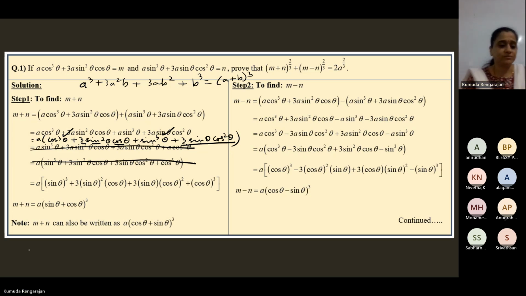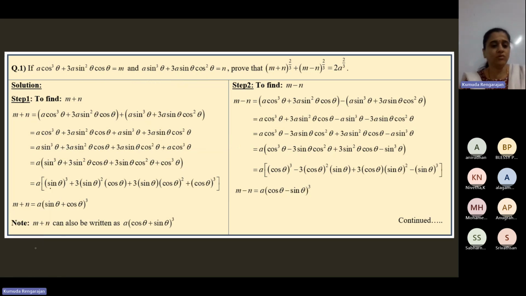All right. So now do you understand why this is sine cube theta, 3 sine square theta cos theta, 3 sine theta cos square theta plus cos cube theta? So I've arranged it in this order: a cube plus 3 a square b plus 3 a b square plus b cubed.